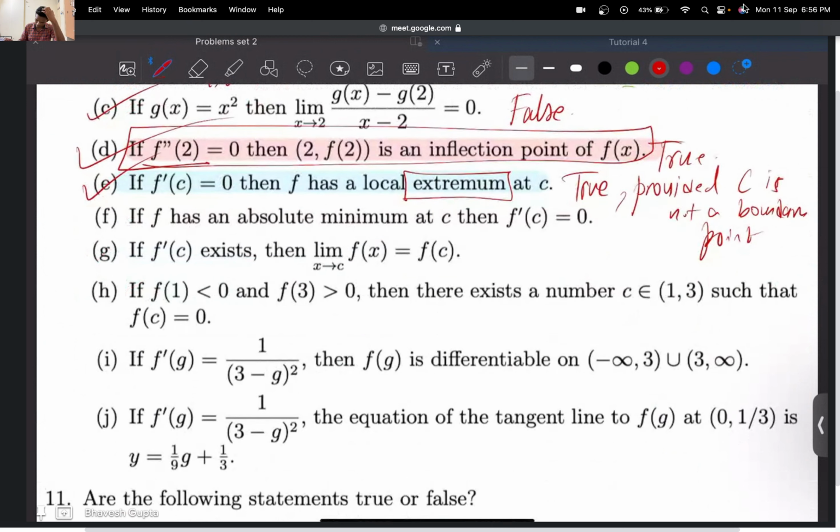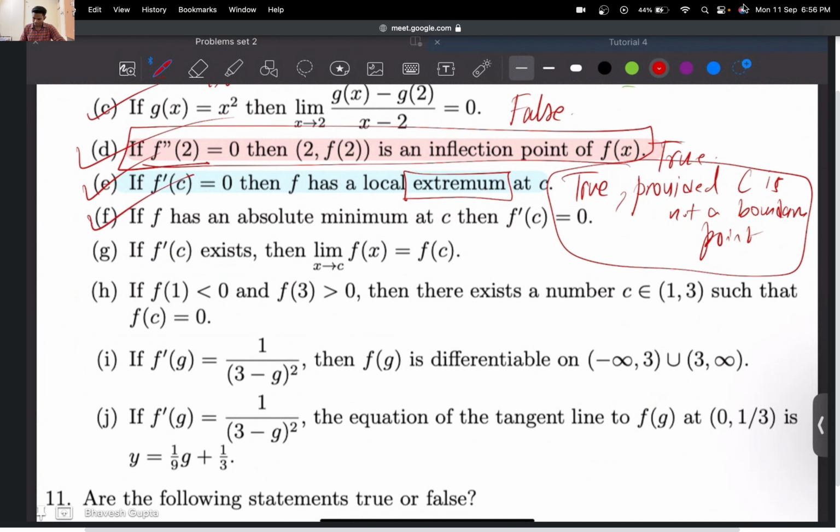So now the F part is, if a function has an absolute minimum at C, then f dash C is equal to 0. Might not be true, right? Because of the same statement which I have told earlier. This is true if C is not a boundary point. So this statement is true, but you have to always keep in your head that if C is not a boundary point, then the statement is true. If C is a boundary point, then the first derivative equal to 0 might not be true.